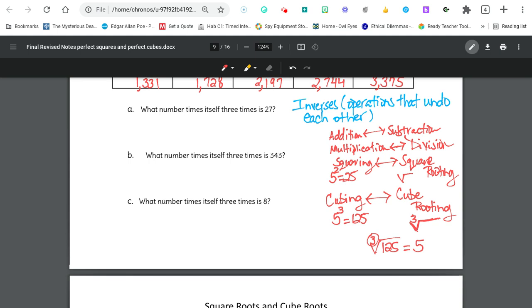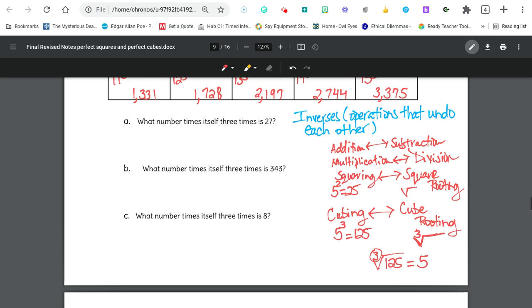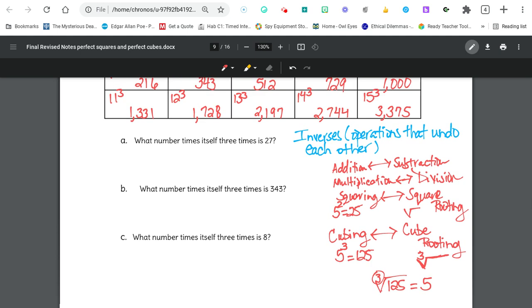So when I get ready to go over A, B, and C, I want to use the appropriate notation, guys. It says, what number times itself 3 times is 27? In other words, what number did I cube to get 27? So 27 is a perfect cube. And I know you all know it's 3, but we're going to use mathematical notation.